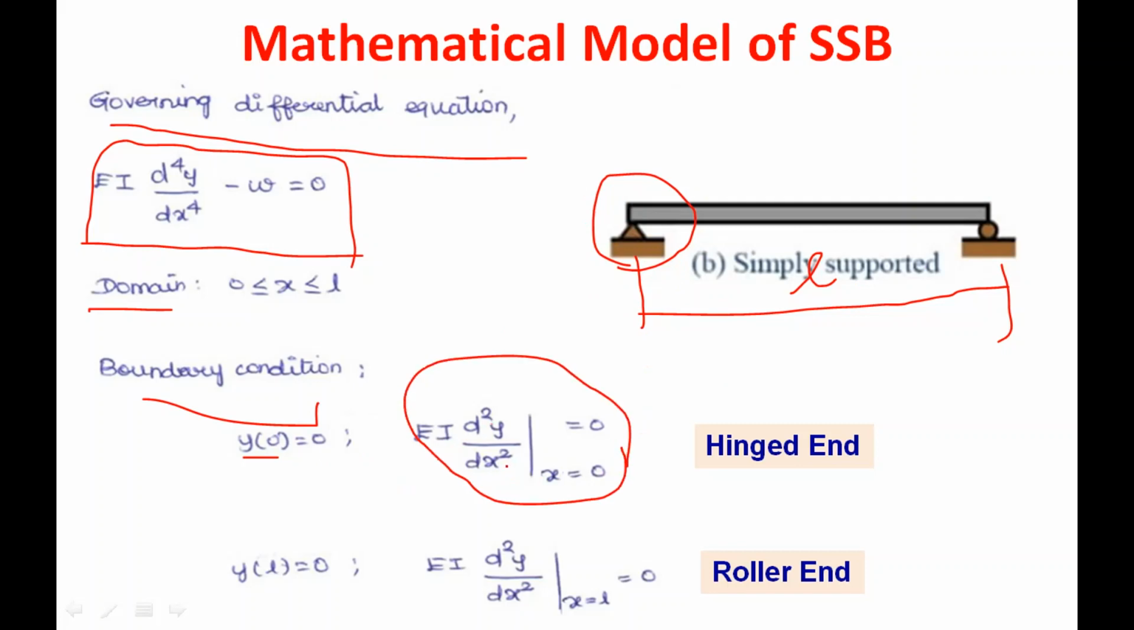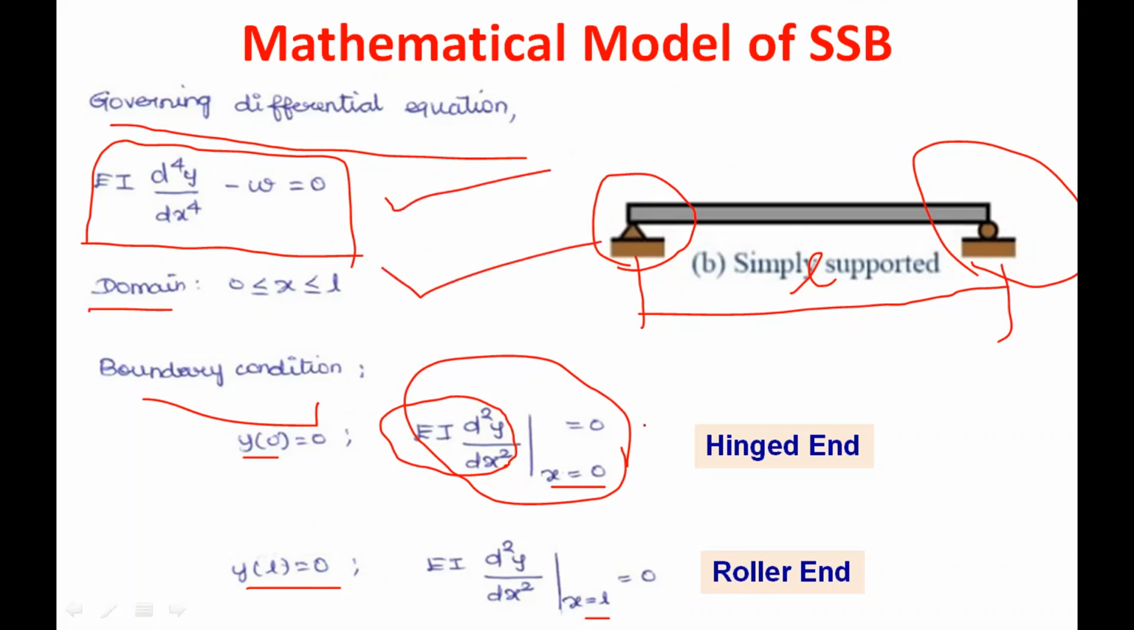EI d square y by dx square, what is this one? The second order derivative of the field variable is nothing but the bending moment, which is equal to 0 at x equal to 0. Coming to this right end, this is a roller support, again deflection 0, so y at x equal to L, y equal to 0, and the bending moment is also 0 in this roller support. So EI d square y by dx square at x equal to L equal to 0. For the mathematical model of a beam, we have to write the governing differential equation, domain, and this boundary condition. Only the boundary condition will give you an idea what is the type of beam.